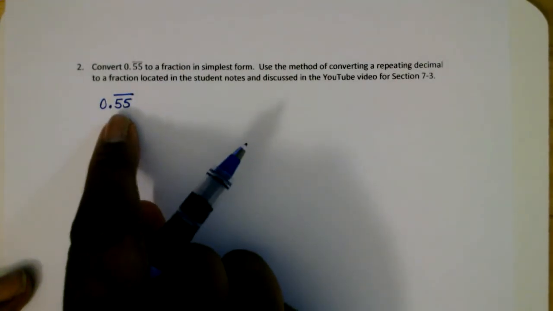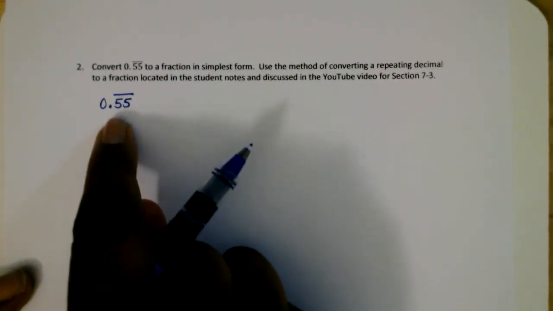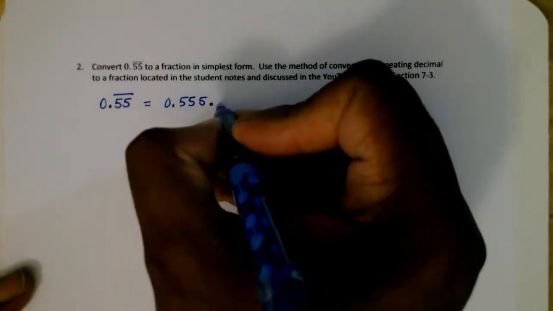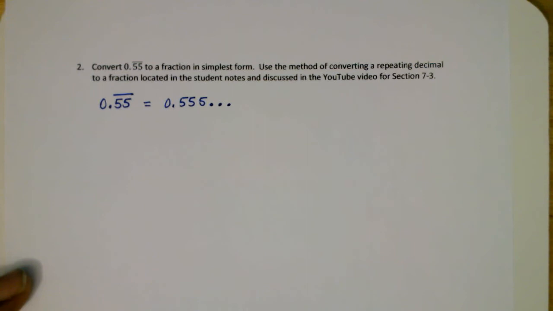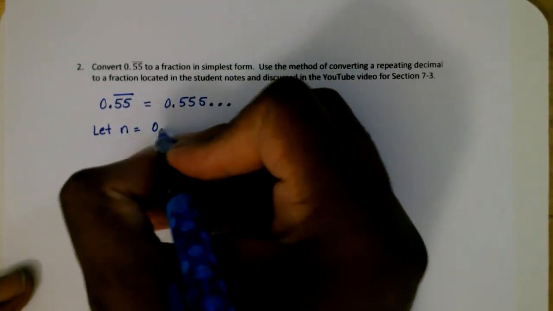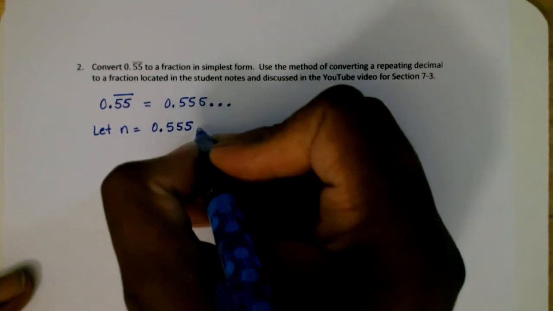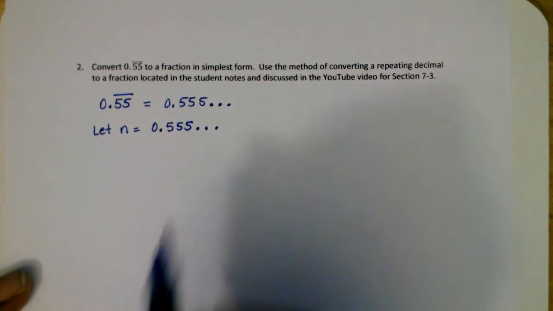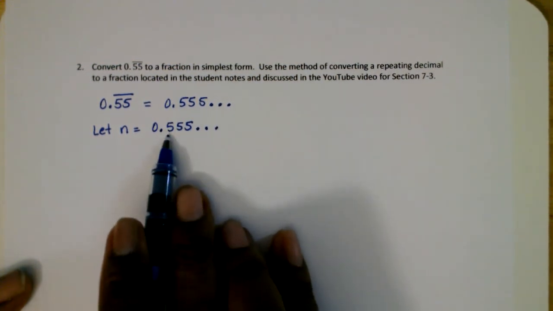All right, 0.55, and it's repeating. Actually, there's only one number repeating. If you look at it, it's just a 5. So that means this is 0.555 with 3 dots showing that the 5 repeats. Now, the way we set this up, we have to let n equal to this decimal part, 0.555 with dots there. There's only one digit that repeats, and that's only the 5.